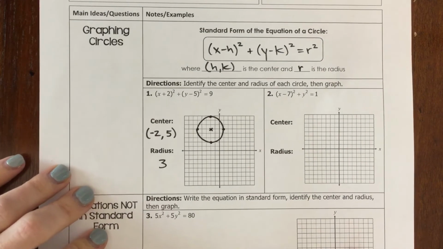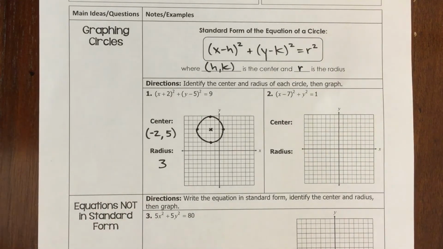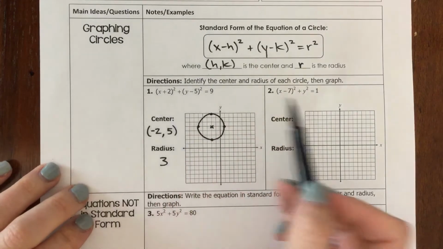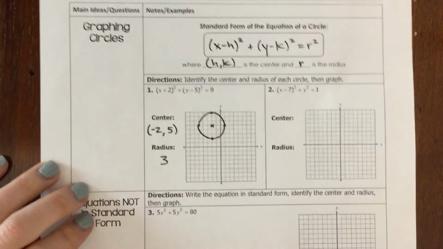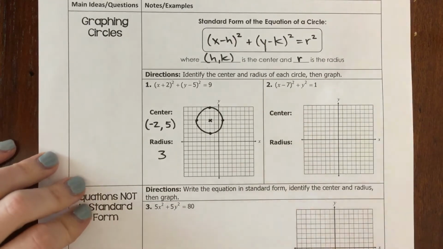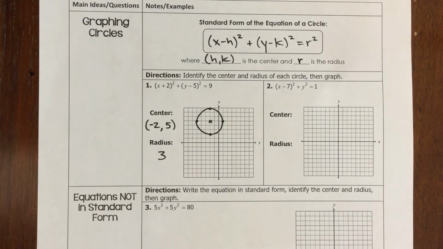All right, so that was number 1. Next one, this whole next section that we're going to work with are equations that are given not in standard form. These ones are like perfectly in standard form, ready to go. So these directions say that we need to first write the equation in standard form, and then we can identify the center and the radius and graph.